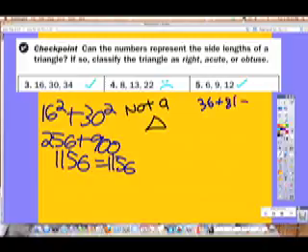Okay. Raise your hand if you're confident with this concept. The obtuse, acute. Remember, you can use your notes.